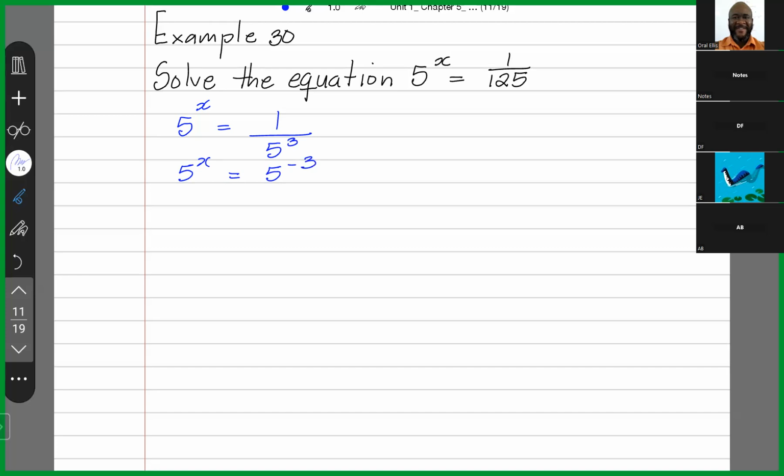So now we have the situation where both bases are the same. And if both bases are the same, with single terms on both sides of the equation, the powers must therefore be equal. And in that case, x is equal to minus 3.